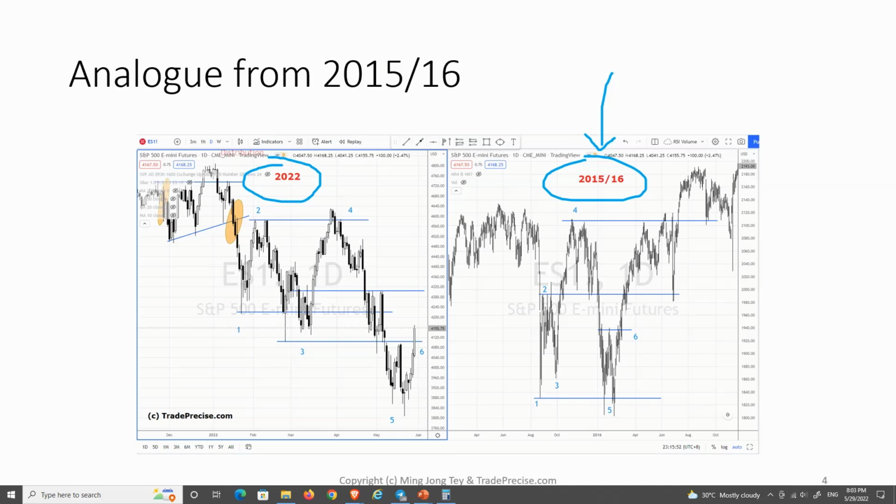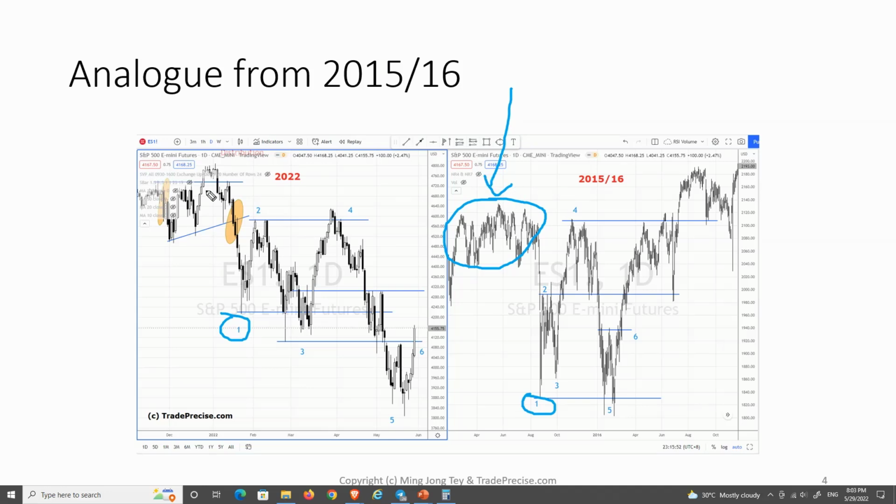So let me walk you through. First of all, prior to the collapse or selling climax at 1, that's 2015, we also got a topping formation here. So there's previously a distribution structure or topping formation in this year. So there's the similarity. And subsequently, after it breaks out from the structure, we see a selling climax. So there is a selling climax here as well.